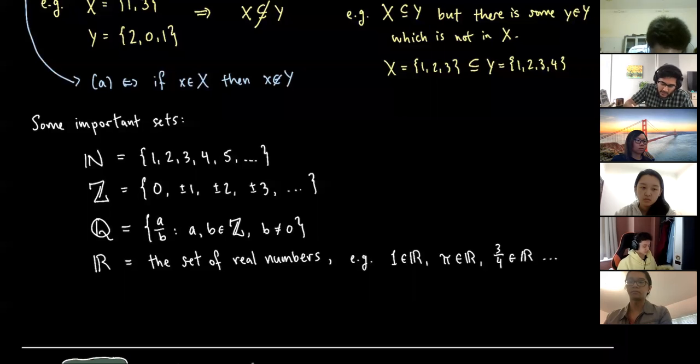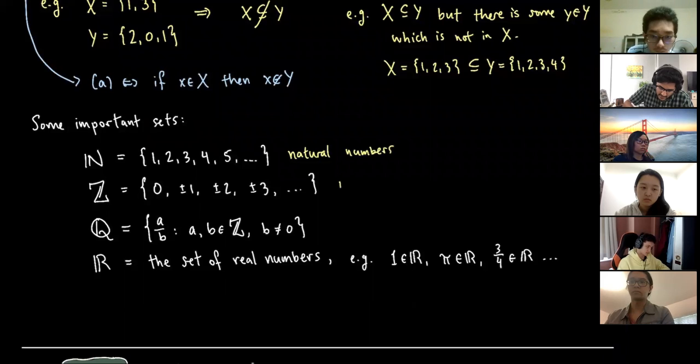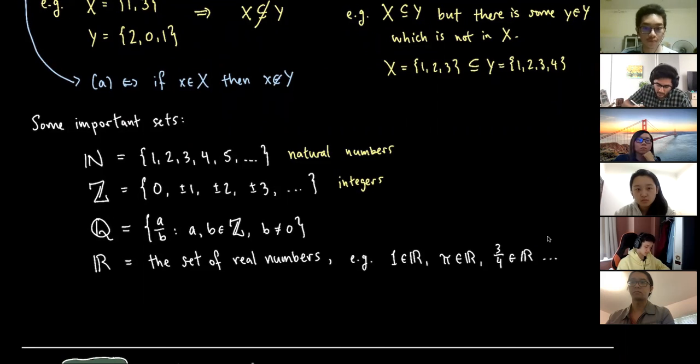So these all have names, I should say. N is the natural numbers. Z is the set of integers. There's some German reason why we use Z for that. Q is the rational numbers.